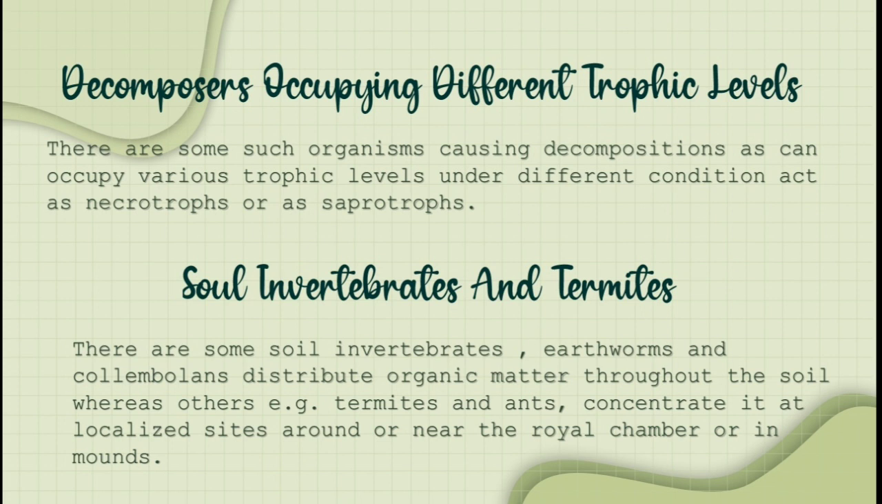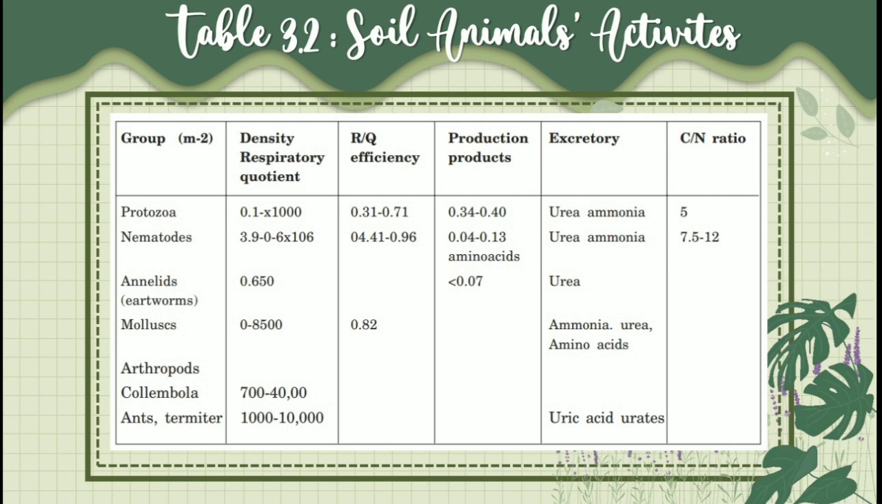So next we have soil invertebrates and termites. Some soil invertebrates, earthworms, and collembolans distribute organic matter throughout the soil, whereas other termites and ants concentrate it at localized sites around or near the nest chamber or in mounds. The following table shows the estimated activities of major groups of soil animals. Here in the table, you can see the soil animal activities. In the table, we have the group, density, respiratory quotient, the respiratory quotient efficiency, the production, the excretory products, and the ratio. So that's all about the function of an ecosystem and decomposers with varying relations. Thank you.